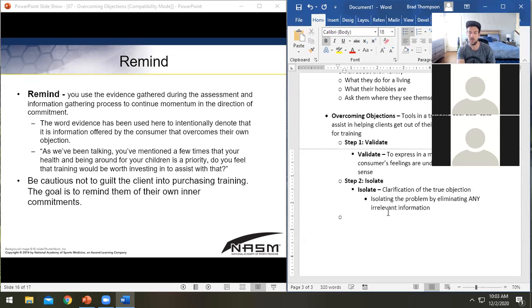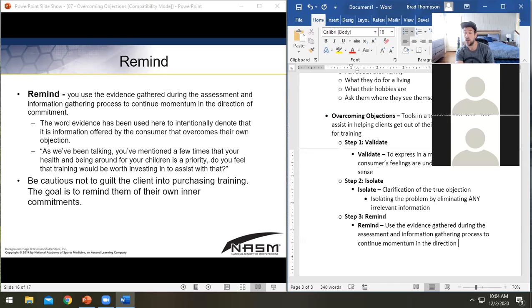Step 3, we're going to remind them why they're here. To remind is to use the evidence gathered during the assessment and information gathering process to continue momentum in the direction of commitment. So what we talk about here is, you remember they came to this fitness assessment. You just taught them a little bit about how their body moves. Now you've got some information on why that's important.